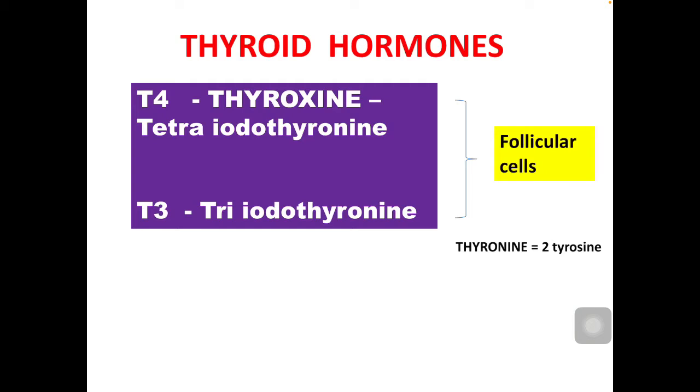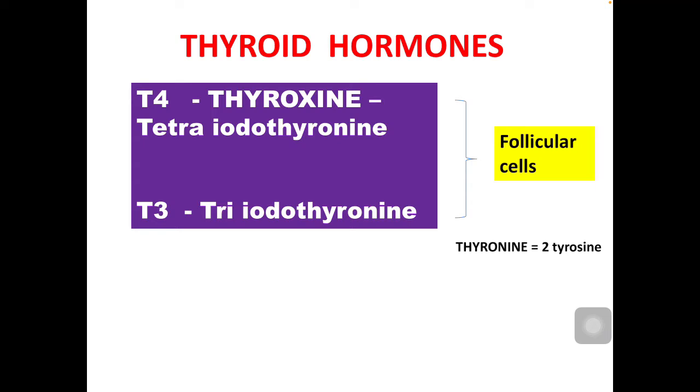So the thyroid gland produces basically two types of hormones. One group is thyroxine and triiodothyronine, which are produced by the follicular cells. Thyronine is a combination of two molecules of tyrosine. When iodination of that thyronine takes place, it produces iodothyronine, and tri- and tetraiodothyronine are the hormones that are produced and secreted by the thyroid gland.